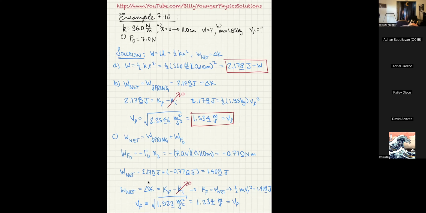So because there was this dissipative force or drag force, we couldn't reach the same speed, or the mass couldn't reach the same speed by the spring pushing it. So instead, the spring reached only 1.23 meters per second instead of 1.53 meters per second. Any questions on that?